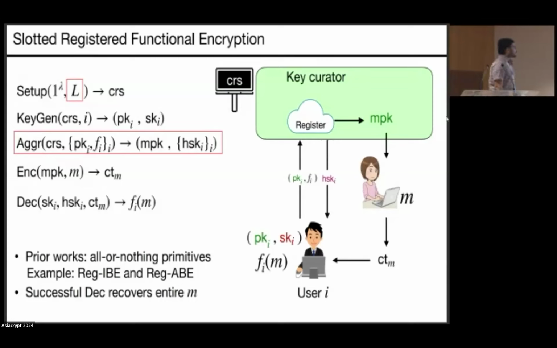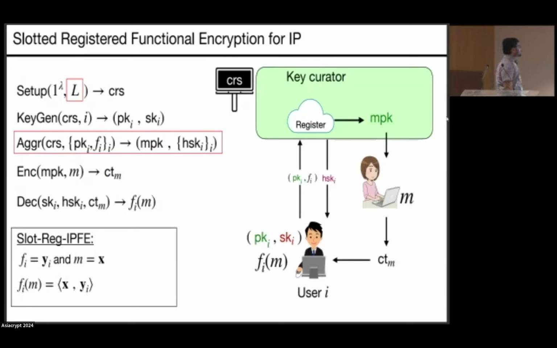Prior to our work, registered FE has been explored in the setting of all-or-nothing types of primitives. For example, registered IBE, registered ABE, where successful decryption recovers the entire message. So either you get the entire message or you get nothing. In this work, we consider registered FE for the function class IP, or inner product. Here functions and messages are represented as vectors y_i and x, and the decryption outputs the inner product between x and y_i.